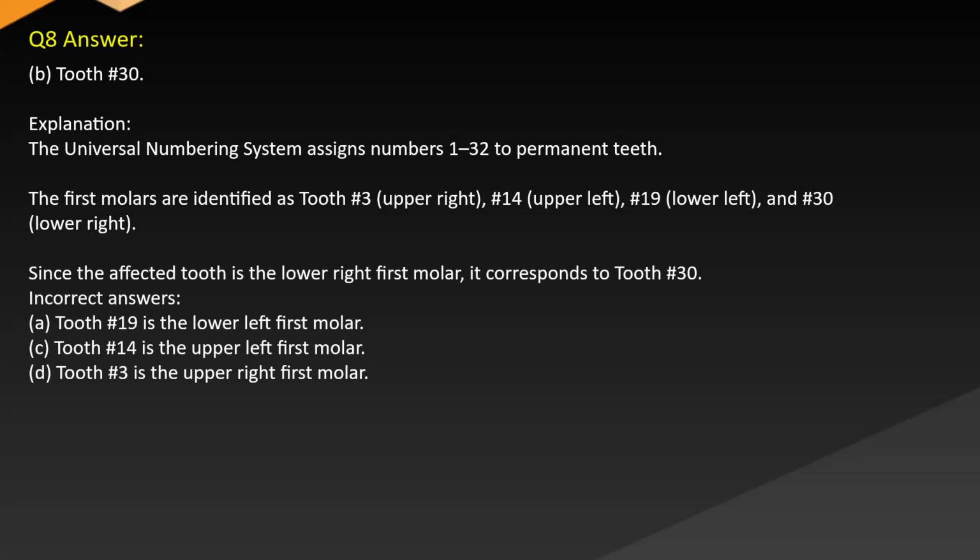Incorrect answers: A. Tooth number 19 is the lower left first molar. C. Tooth number 14 is the upper left first molar. D. Tooth number 3 is the upper right first molar.